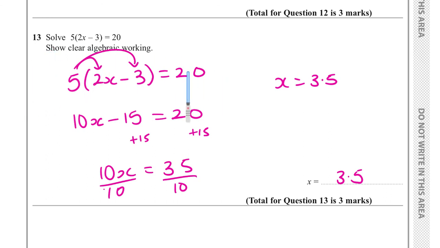Okay, so show clear algebraic working. So you can see we've expanded. We've added 15. Because obviously minus 15 plus 15 is 0, 20 plus 15 is 35, divided by 10, because 10x divided by 10 is going to leave me with 1x, and this is x. Okay, nice, easy, 3 marks.